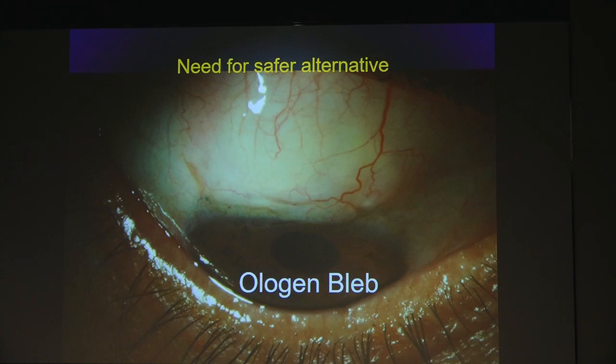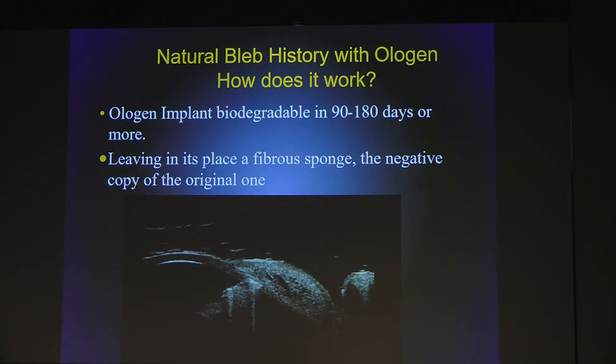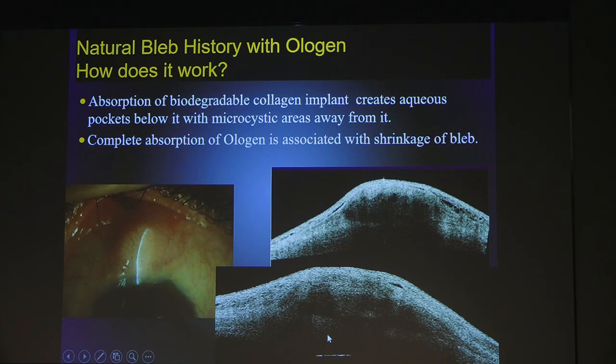So a new technology modality is there. Ologen blebs are used to have thick wall blebs. And what happens with these blebs? The natural history: the Ologen implant is biodegradable. By 3 to 6 months it dissolves, leaving behind in its space a fibrous sponge, a negative copy of the original one. I will share a few cases of mine.